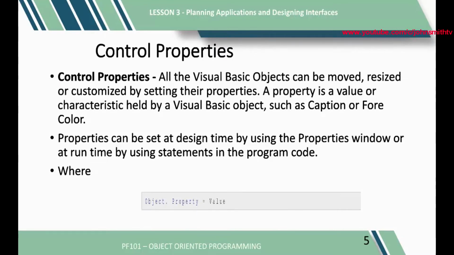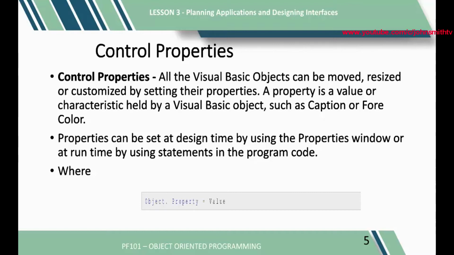Before writing an event procedure for the control to respond to an event, you have to set certain properties for the control to determine its appearance and how it will work with the event procedure. You can set the properties of the controls in the properties window or at runtime by simply using statements in the program code.